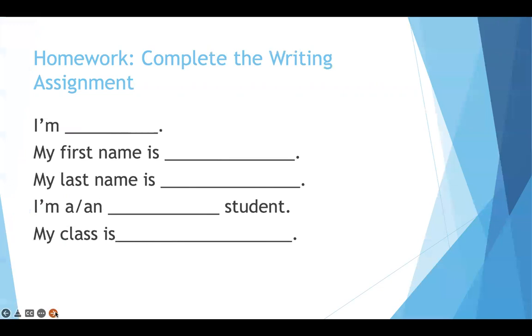All right, for homework, I would like you to complete this assignment. I'm, and then you can say your name. My first name is, and write your first name. My last name is, and write your last name. I'm student, so you could say I'm an English student. My class is, and then you can say if your class is fun, interesting, boring. You can put any word there that describes your class.